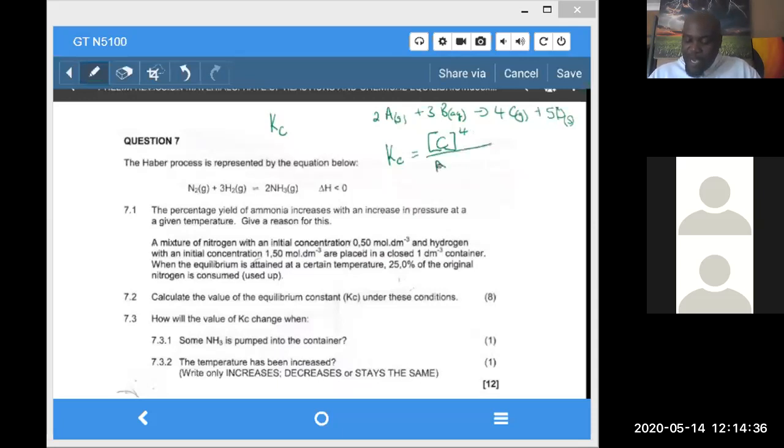Yeah? So I would like you guys, for this question, just to write the Kc for this particular reaction that we are doing for the Haber process. So I'm just going to let you write it down. Then I will ask and I will show you how I would have written it. So let's have a minute. Let's do it. Then I'll come back to you.